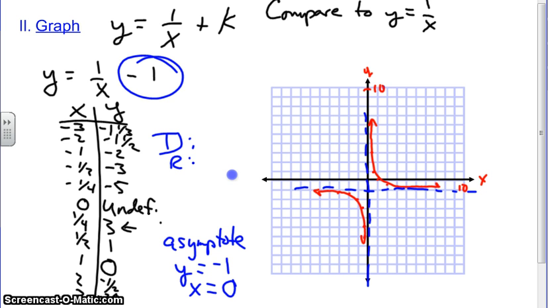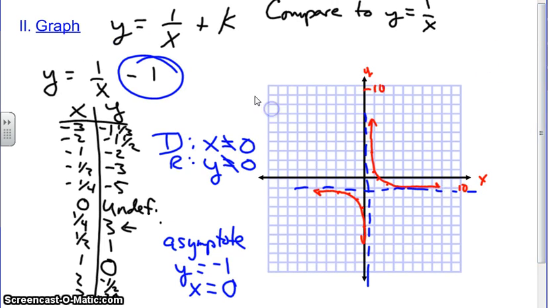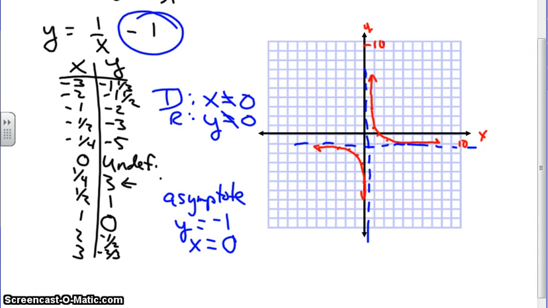Okay, but let's do domain and range. Domain, what's the value that may not be input? 0. X may not equal 0. And the range, Y is never going to equal 0 either. Or you could say all non-zero numbers for those. Oh, I'm sorry, that's a mistake. Thank you. What value does the range not equal? What does Y not equal? Negative 1. Y will never equal negative 1 this time. All numbers but negative 1.